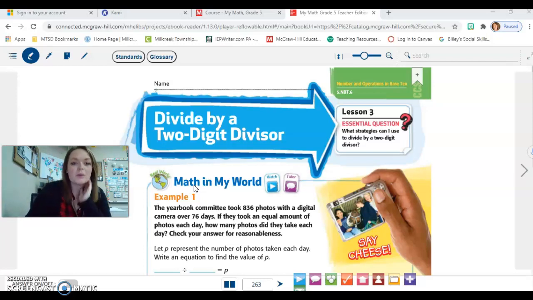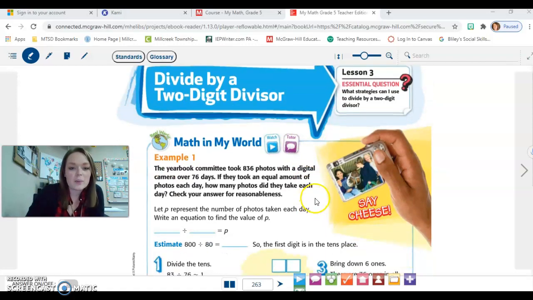Today we're going to work with dividing by a two-digit divisor. So let's look at our first example. Example 1: the Yearbook Committee took 836 photos with a digital camera over 76 days. If they took an equal amount of photos each day, how many photos did they take each day? Check your answer for reasonableness.